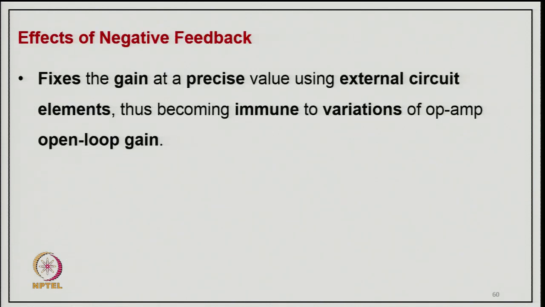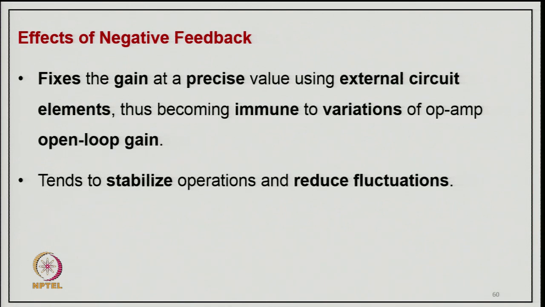So, we can say what are the effects of negative feedback. It fixes the gain at a precise value using external circuit elements, and thus becomes immune to the variation of operational amplifier open loop gain, which may change because it is a very high value. It might be changing because of many physical parameters like temperature or otherwise.